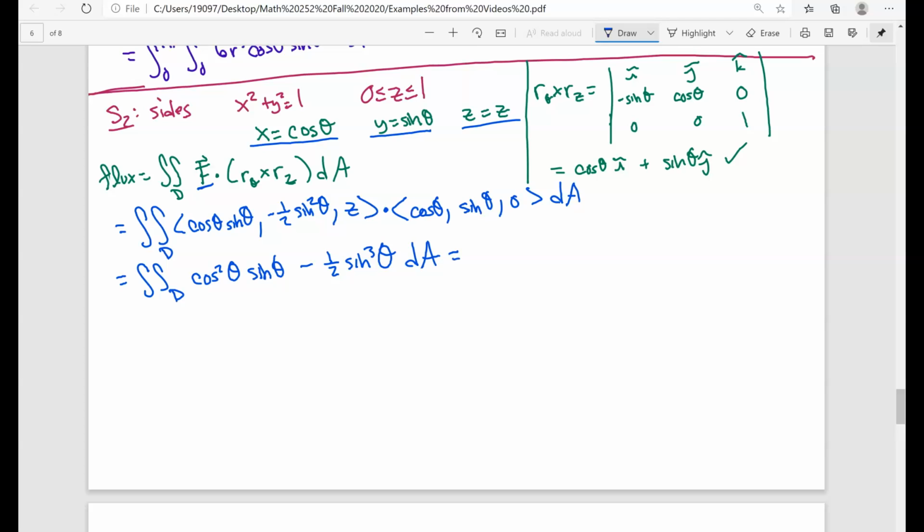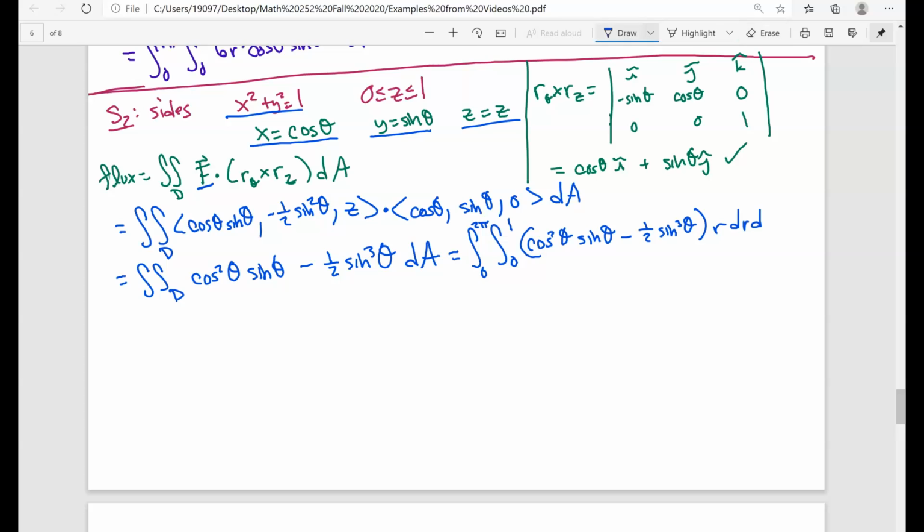So the limits of integration in this case, if you think about it, you have this cylinder. When we convert it to polar, it would be from 0 to 1, because our cylinder only has radius 1, and it's all the way around, 0 to 2 pi, of cosine squared theta, sine theta, minus 1/2 sine cubed theta, all multiplied by r dr d theta.